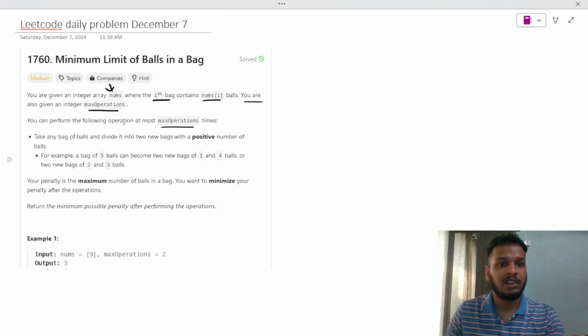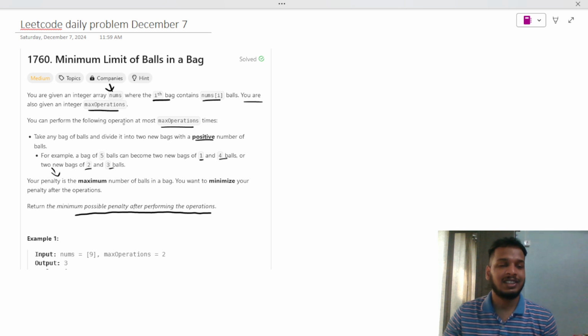Take a ball and divide it into two bags with a positive number of balls. For example, five balls can become two bags, like one and four, or two and three. Your penalty is the maximum number of balls in a bag. You want to minimize your penalty after the operations. Return the minimum possible penalty after performing the operations.